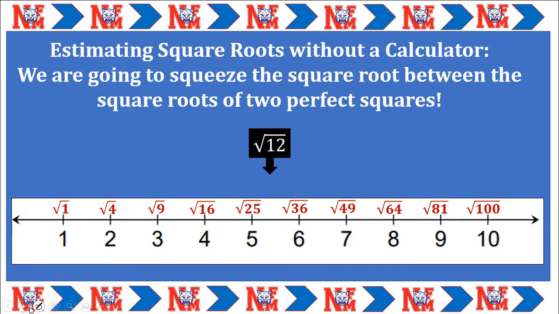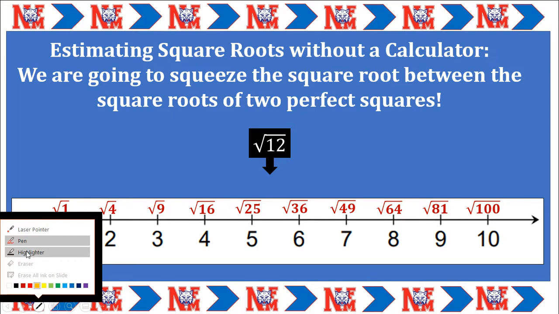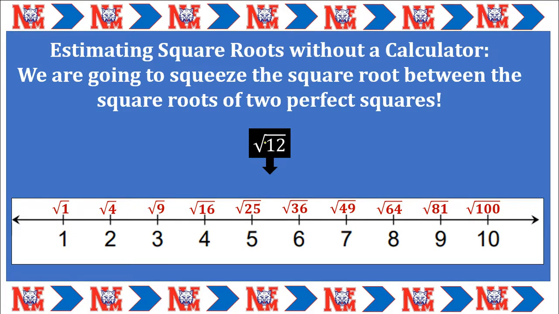So let's take a look at this. So we're going to move the square root of 12, and we're going to sandwich it in between the two perfect squares that it falls between. So the square root of 12 is going to fall somewhere right here between the square root of 9 and the square root of 16. So the square root of 12 is going to be between 3 and 4, so like 3 point something. Okay, so we're going to get an estimate.